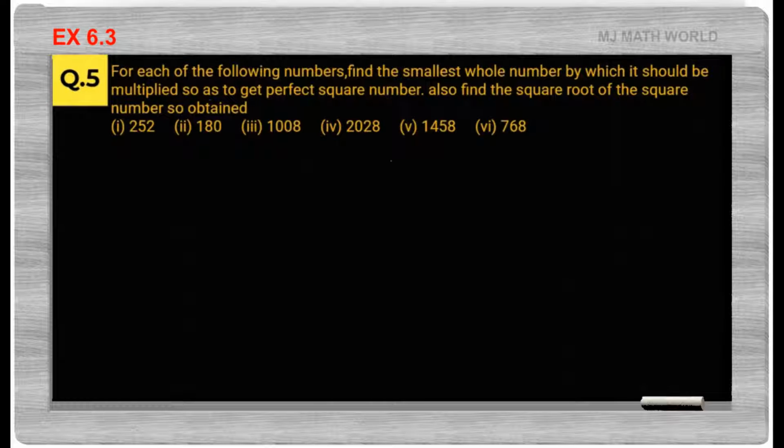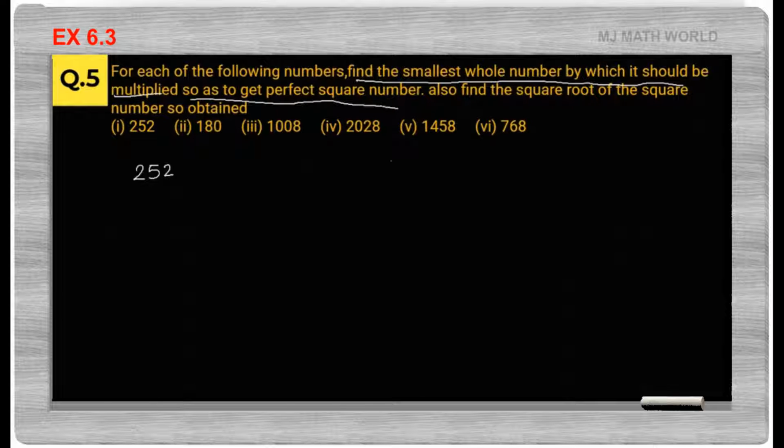Exercise 6.3, question number 5. For each of the following numbers, find the smallest whole number by which it should be multiplied so as to get a perfect square number. Also find the square root of the square number so obtained. The first number is 252. Our question is to find the smallest whole number by which it should be multiplied so as to get a perfect square number.